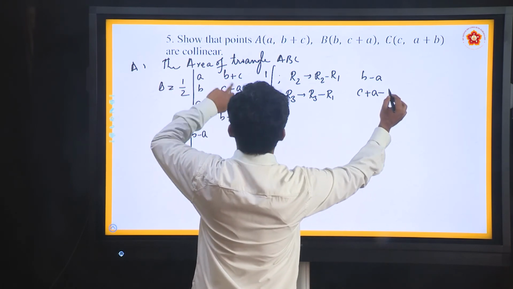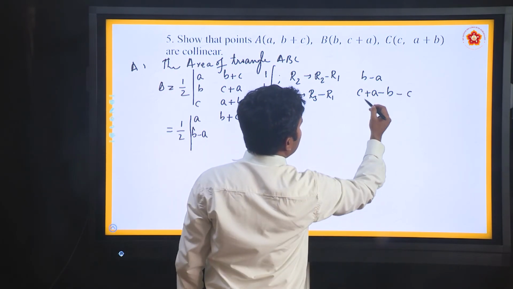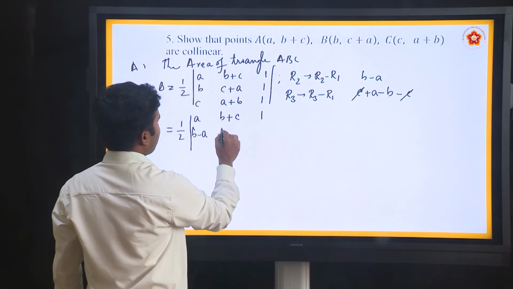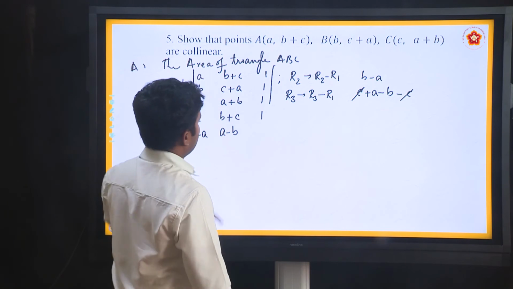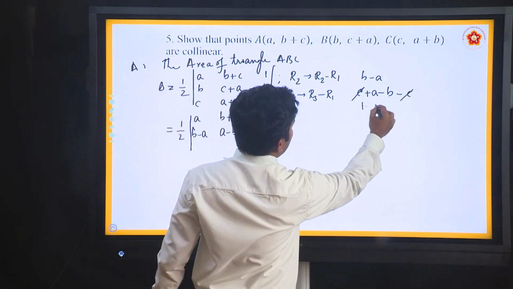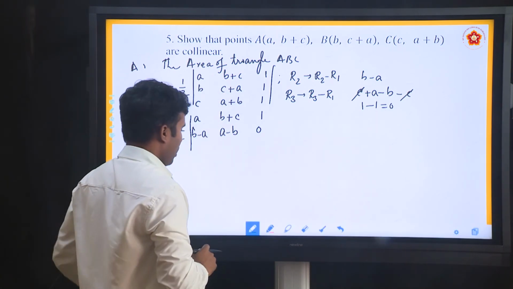R1 is B plus C. If you multiply minus B minus C here, see what terms get cancelled: plus C minus C will get cancelled. So I am left with A minus B. And another entry, here R2 is 1 and R1 is 1. So 1 minus 1 is what? 0. This is R2.